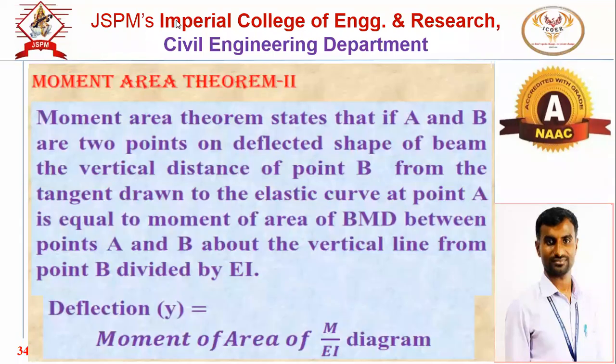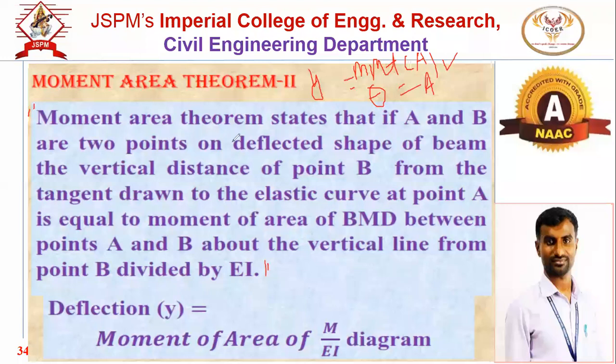Second theorem, it will give us the deflection, or we can say Y. So for deflection, in short, I will tell you, we have to find out the moment of the area. For slope, we have to find out the area of M by EI diagram. For deflection, we have to find out the moment of the area. Okay, so this is the statement they have given.